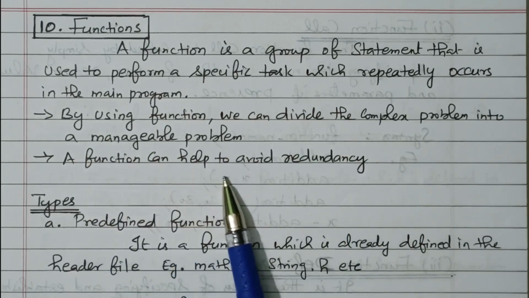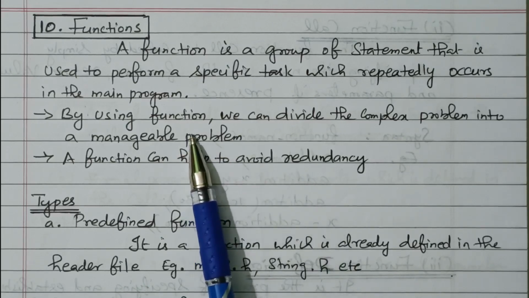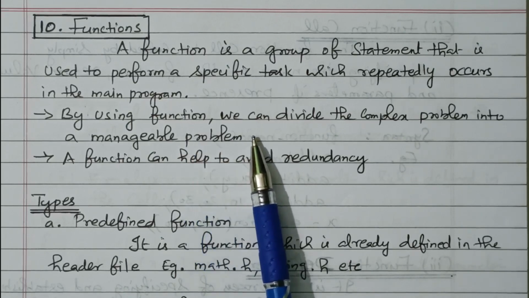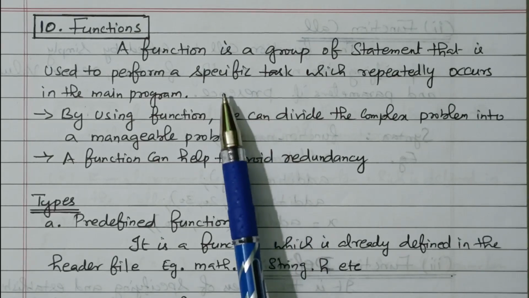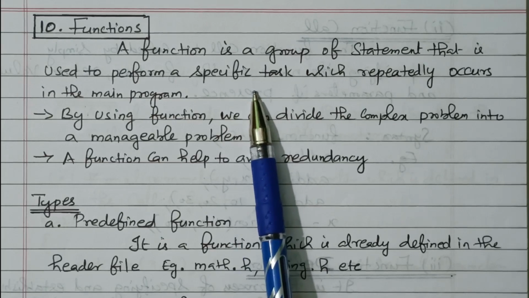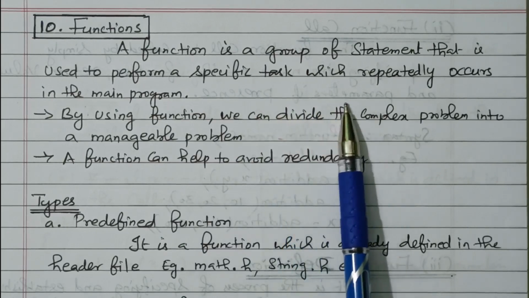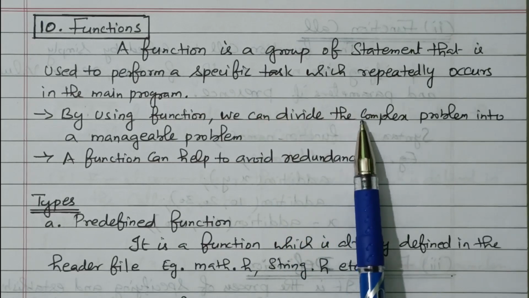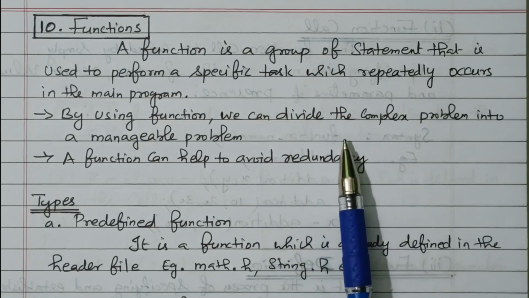A function can help to avoid redundancy. So we know that we have the main program. Suppose the main program is lengthy and complicated, it can be divided into subprograms, functions. What we repeatedly need can be given as a function. So whenever we need, we call the function so that the specific task will be performed again and again. So we have one main program and n number of functions. Those functions will perform the specific task. Whenever we need, we can call the function. So that is the advantage of the function.